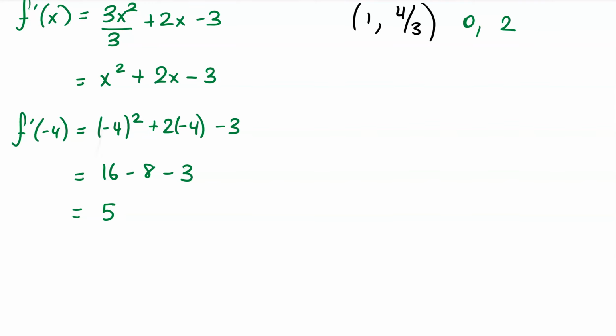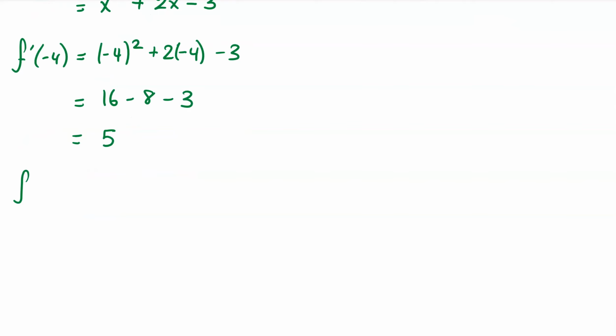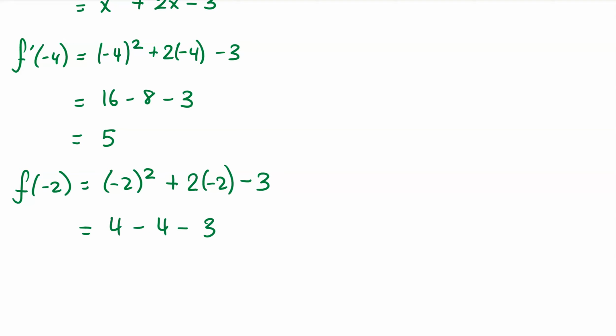And if you want to be sure, you might want to do f dash of -2, which equals -2 squared plus 2 times -2 minus 3. We get 4 minus 4 minus 3. So we get -3. So the gradient when x is equal to negative 2 is negative 3. So the function is increasing before and decreasing after.